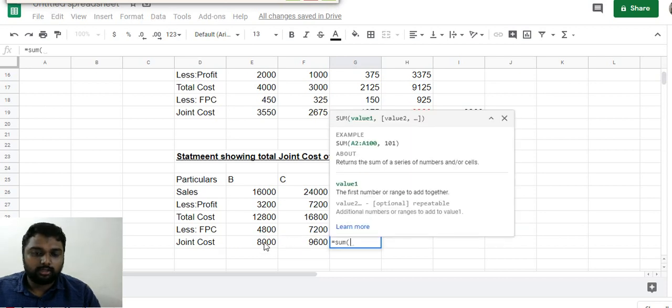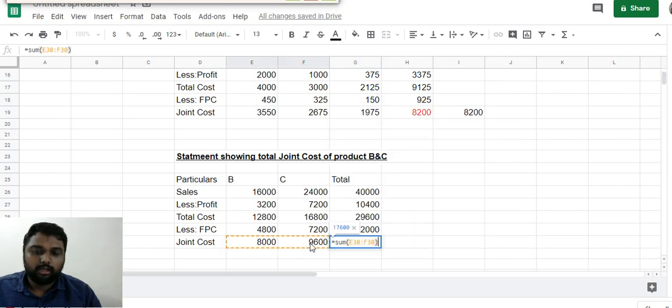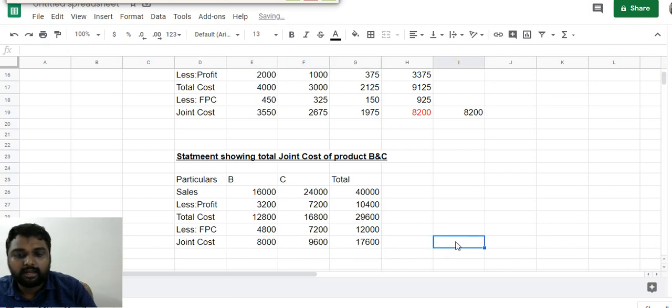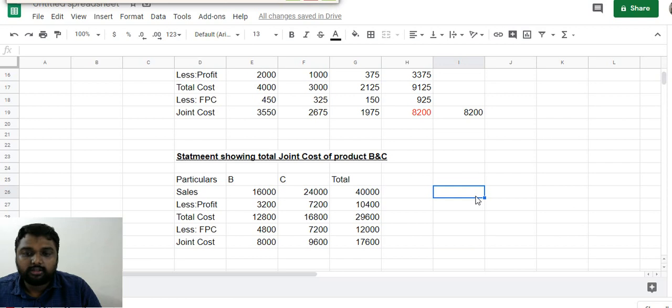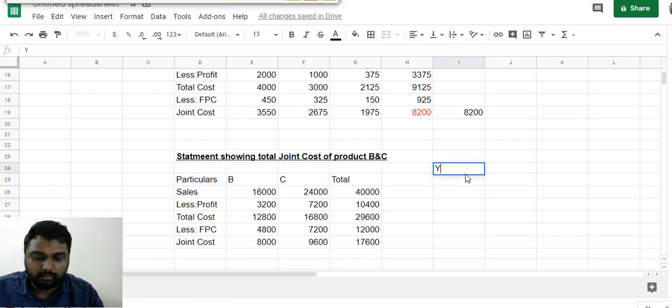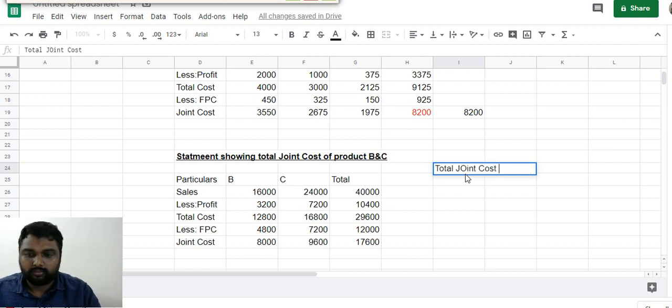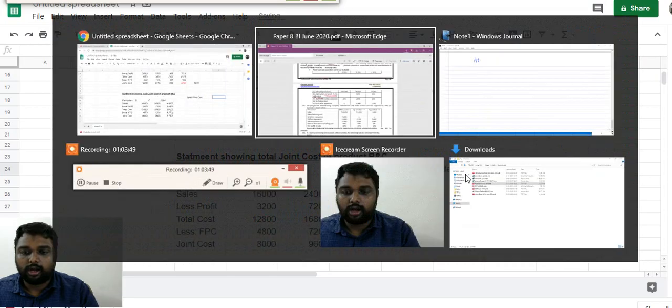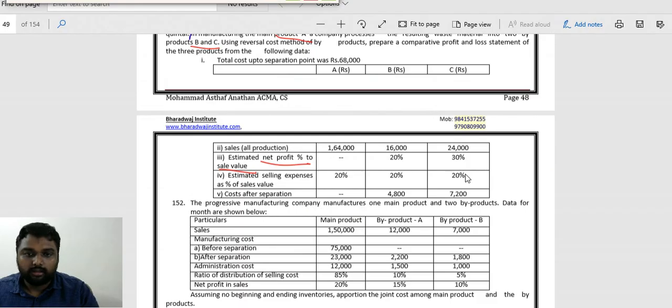So you got your joint cost also. What is your joint cost? Your joint cost is nothing but 17,600. Are you ready? So what is the total joint cost? Total joint cost is mentioned here, 68,000.